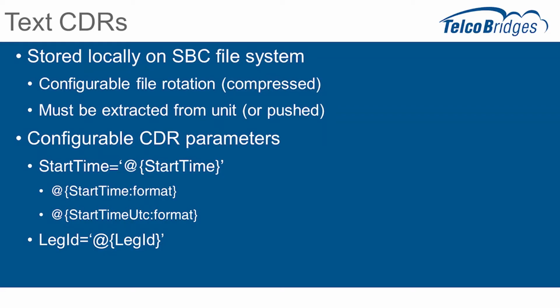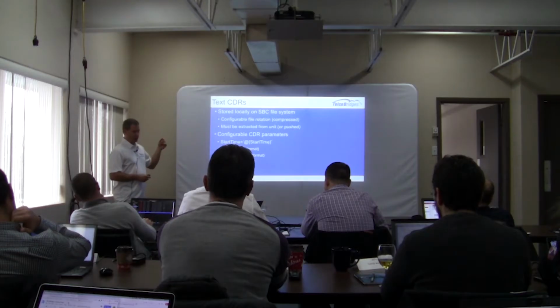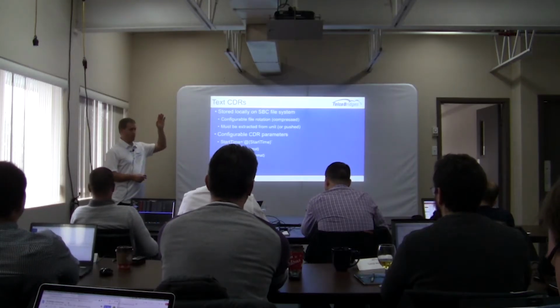So if I start with text CDRs, they are stored locally on the file system. So these files also, if you do a database backup, will not be there, right? It's going to be on the file system itself. So you can go with SFTP and download those files directly. Or what you can do, and I will show later, is to send them out somewhere.